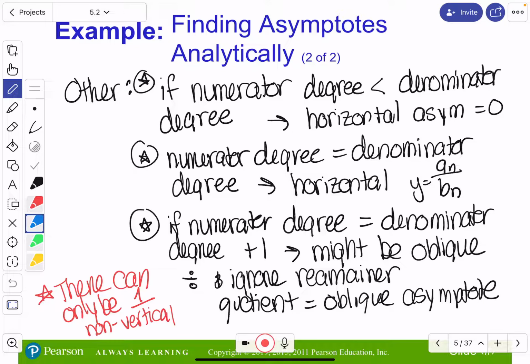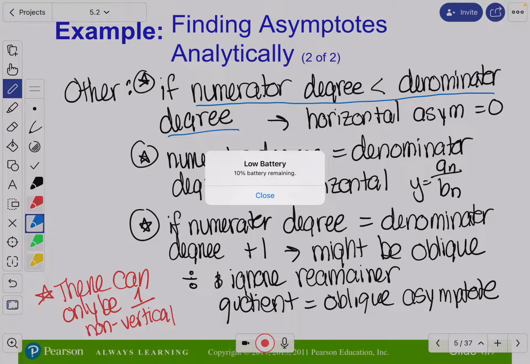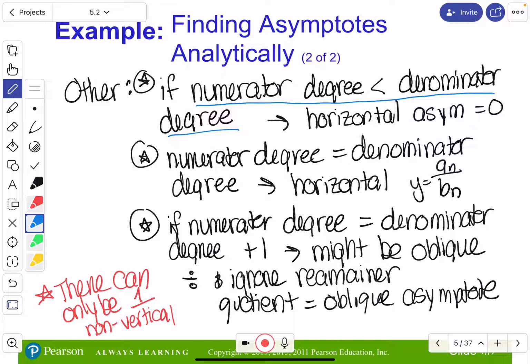There are 3 rules to find your other asymptote that make your life easier. If the numerator degree is less than the denominator degree, it will always be y equals 0. If the numerator degree equals the denominator degree, your horizontal asymptote is going to be y equals a_n over b_n. You just divide those leading coefficients. So whatever coefficient goes with the term with the highest degree, divide those and you get your horizontal asymptote.